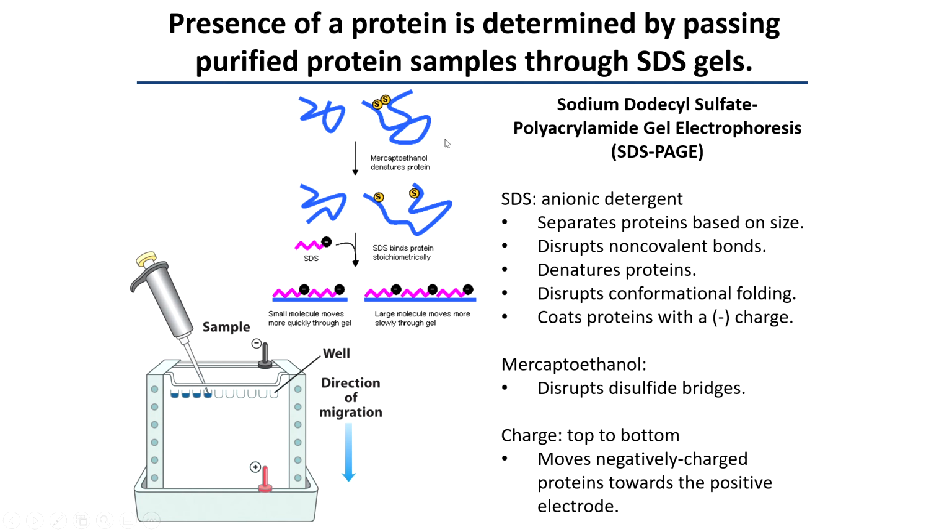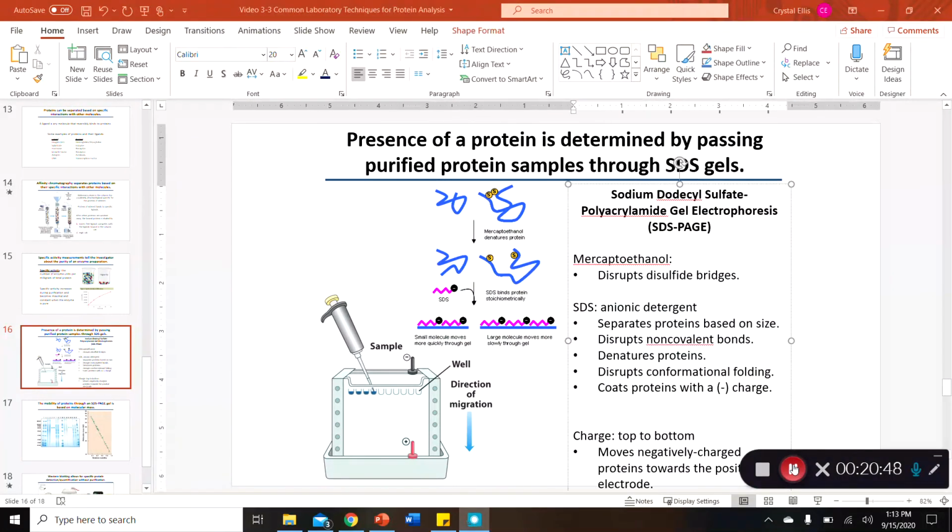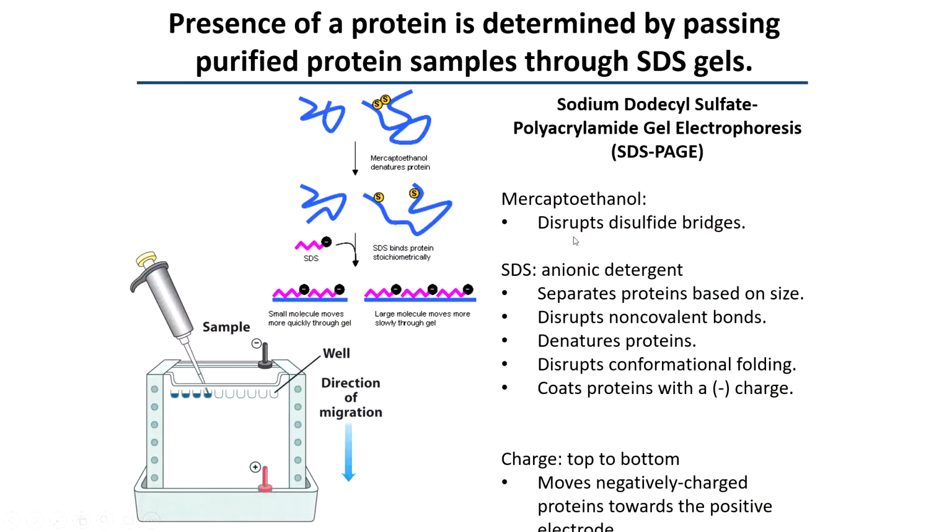And so the first step is disrupt your disulfide bridges. I just reordered these steps a little bit to make more sense. So first we add mercaptoethanol to break the only covalent bond that holds together a tertiary structure, the disulfide bridge, between cysteine residues. We then add SDS, which will disrupt the non-covalent bonds holding that protein together, so it will unfold. It will also coat everything with a negative charge and separate proteins based solely on its size, not on its charge.